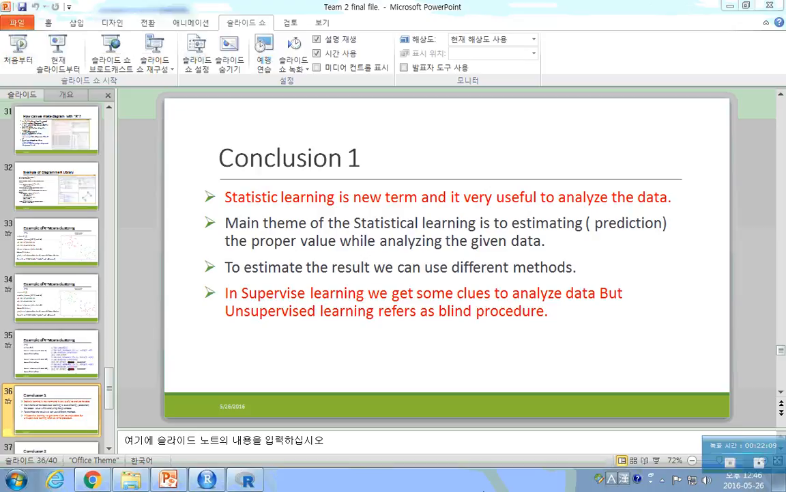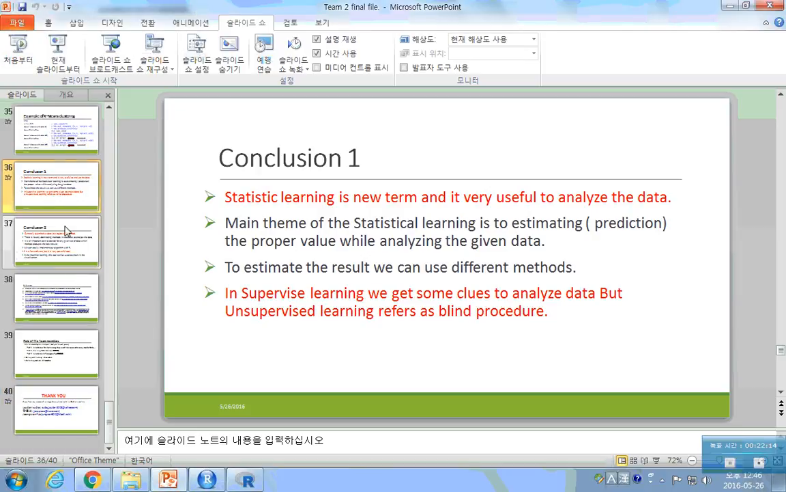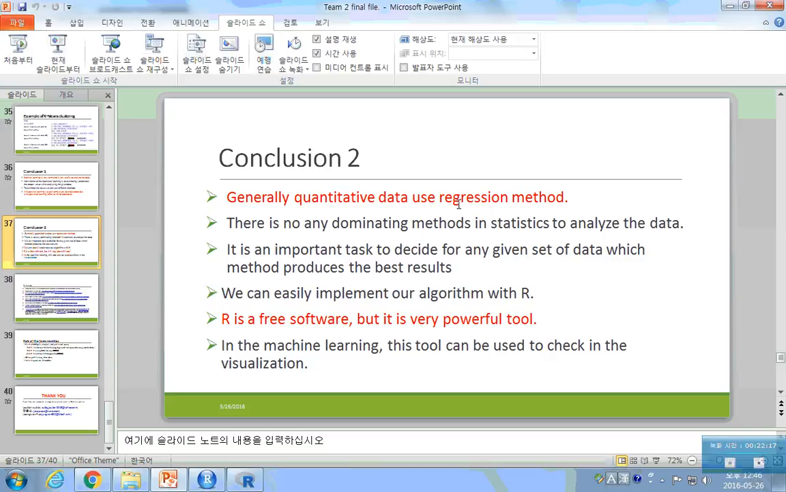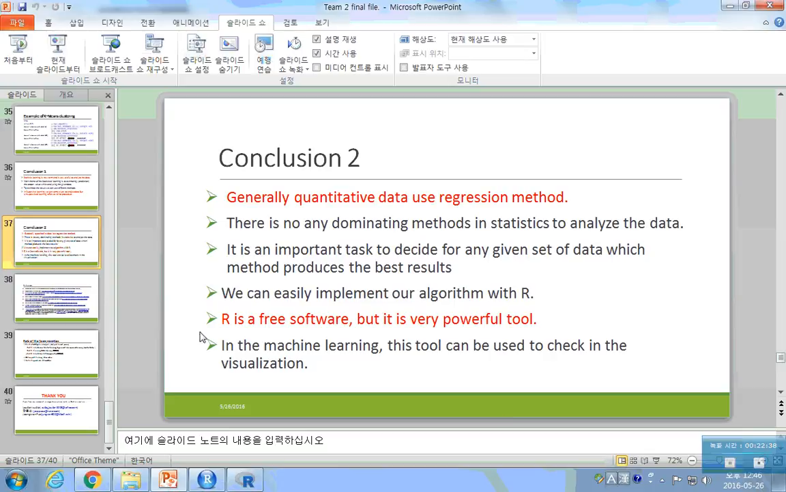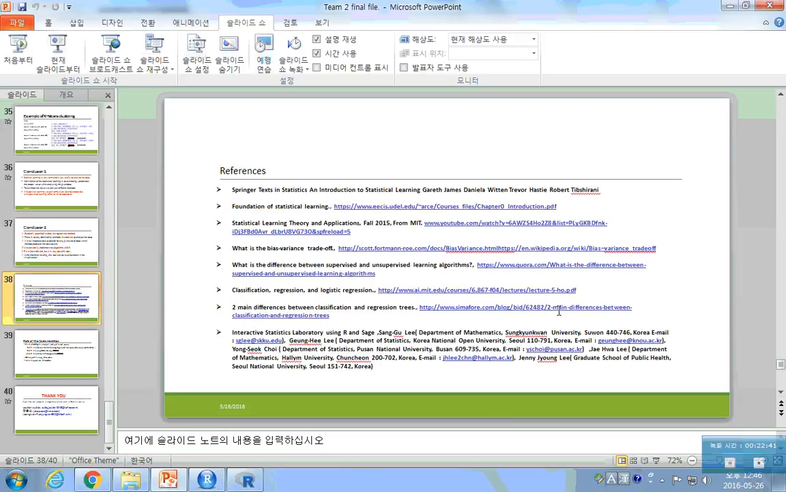Generally, quantitative data use the regression method, and there is no dominating method. These days, if we have data to analyze, we use the R program, which is free software and very powerful, which we saw before. This is the main thing. And here are some references that we used while making this presentation, mainly the book and some other websites to search about these kinds of terms.